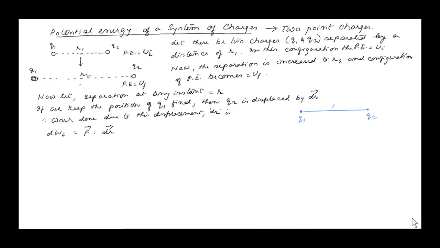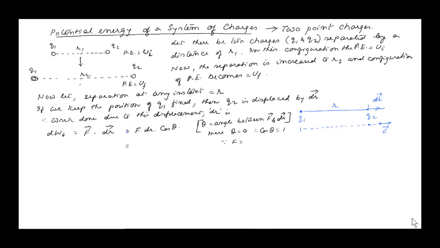Now the direction of the dr vector and the direction of the electric field are both in the same direction, so the angle between them is theta, and the value of theta here is 0. Therefore cos theta is equal to 1. Now we know work is equal to F d cos theta, where force, displacement and cos theta are three things multiplied.